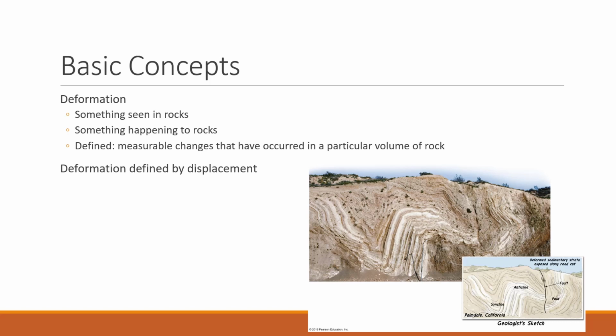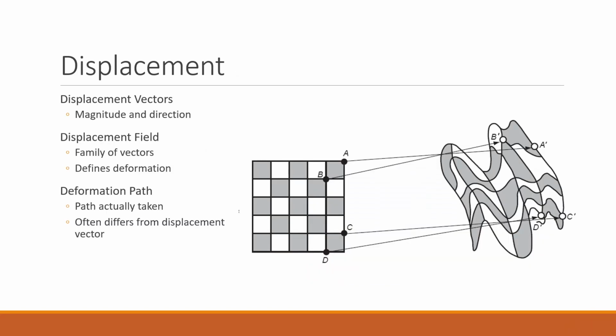So basically we are going to look at individual points before and after deformation and see how those points' locations have changed. So displacement. A displacement vector is a line that has a defined length, which is magnitude, and direction, which is orientation, and that defines how a point has moved from its original position to its new position after deformation. A displacement field is defined by a family of these vectors, these lines, and this is what's going to define our deformation.